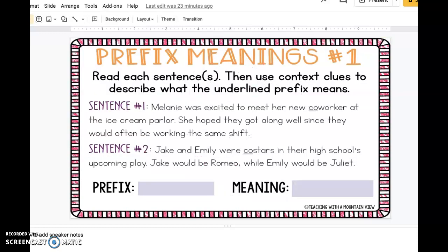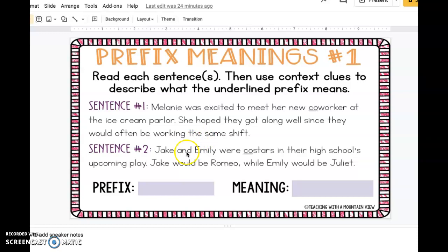Then I'm going to have some fun here. And feel free to find the prefix. And what I'm going to do is when I read it, I'm going to stand up. You can do the same thing too. Prefix meaning number 1. Read each sentence, then use the context clues to describe what the underlined prefix means. Sentence number 1. Melanie was excited to meet her new coworker at the ice cream parlor. She hoped they got along well since they would often be working the same shift.